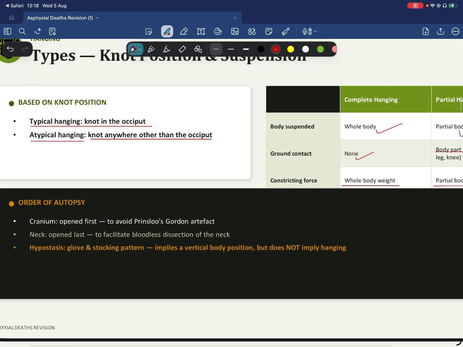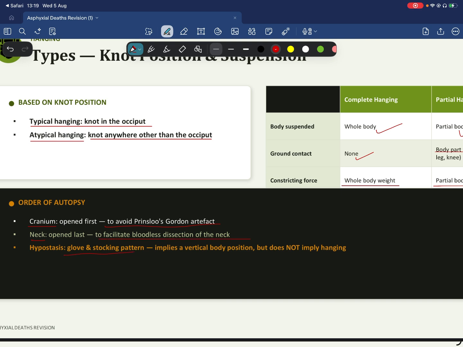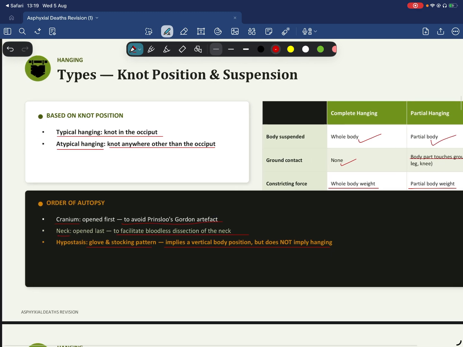Order of autopsy in hanging. The cranium is opened first and the neck is opened last. The cranium is opened first to avoid the Prinsloo-Gordon artifact, and the neck is opened last to facilitate a bloodless dissection of the neck. Glove and stocking pattern of hypostasis is seen. This implies a vertical position. It does not imply hanging, but may be seen in hanging.